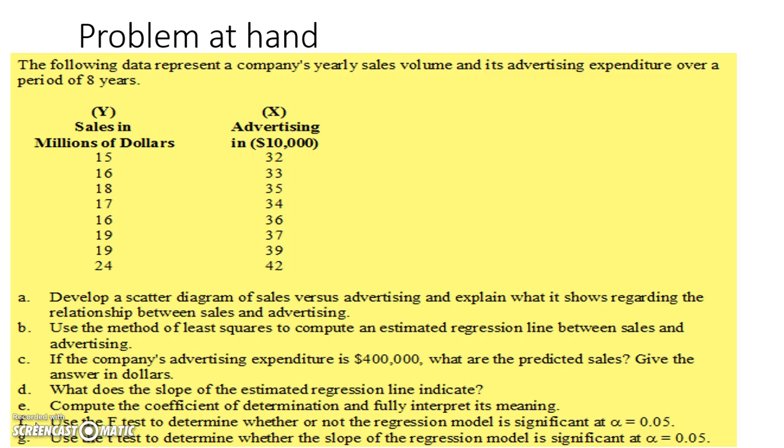We'll straight away go to a problem. This is data regarding a company's yearly sales volume and its advertising expenditure over a period of 8 years. So you have sales in millions of dollars as one of the variables and advertising in $10,000 as another variable. Now, here we consider one of these variables as the dependent variable and the other as the independent variable.